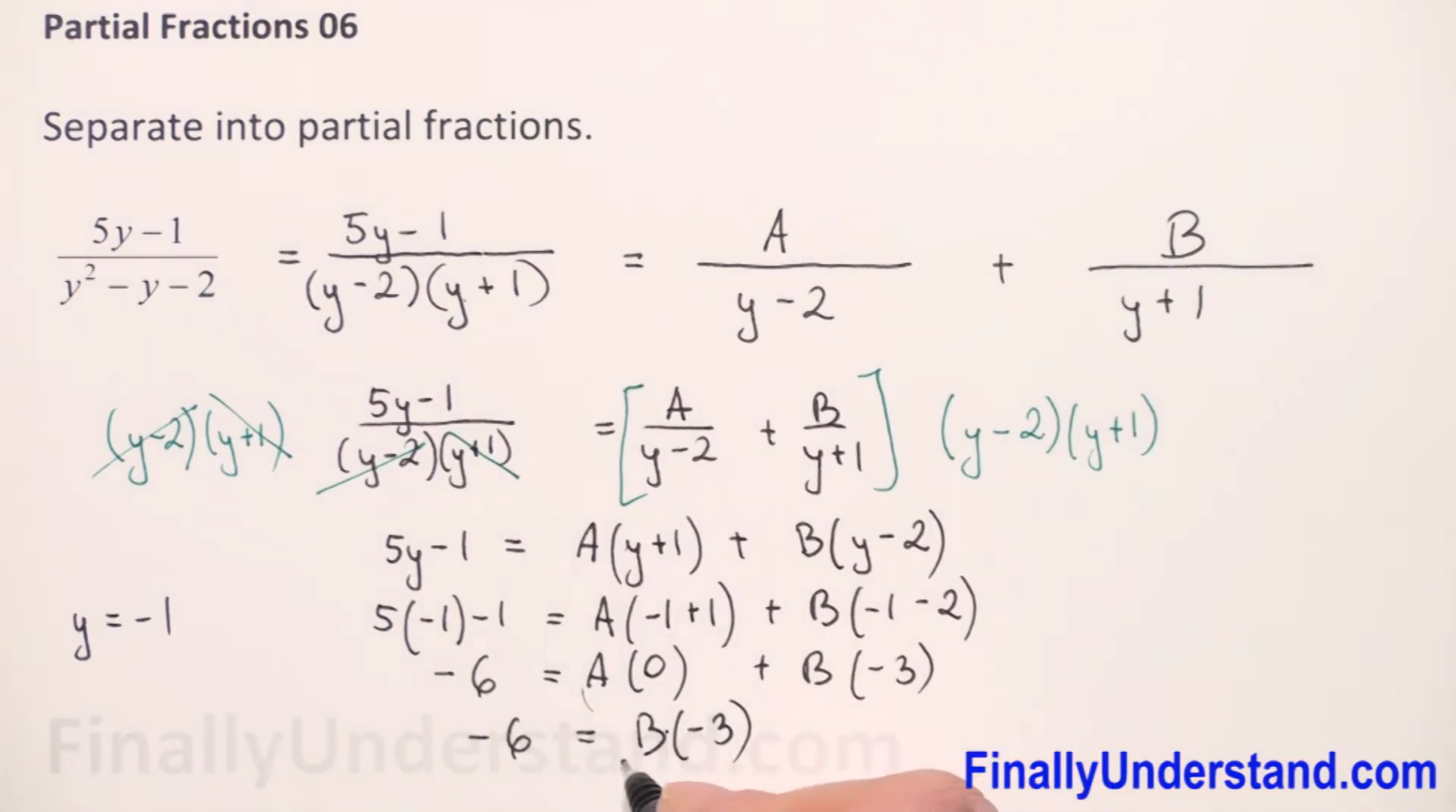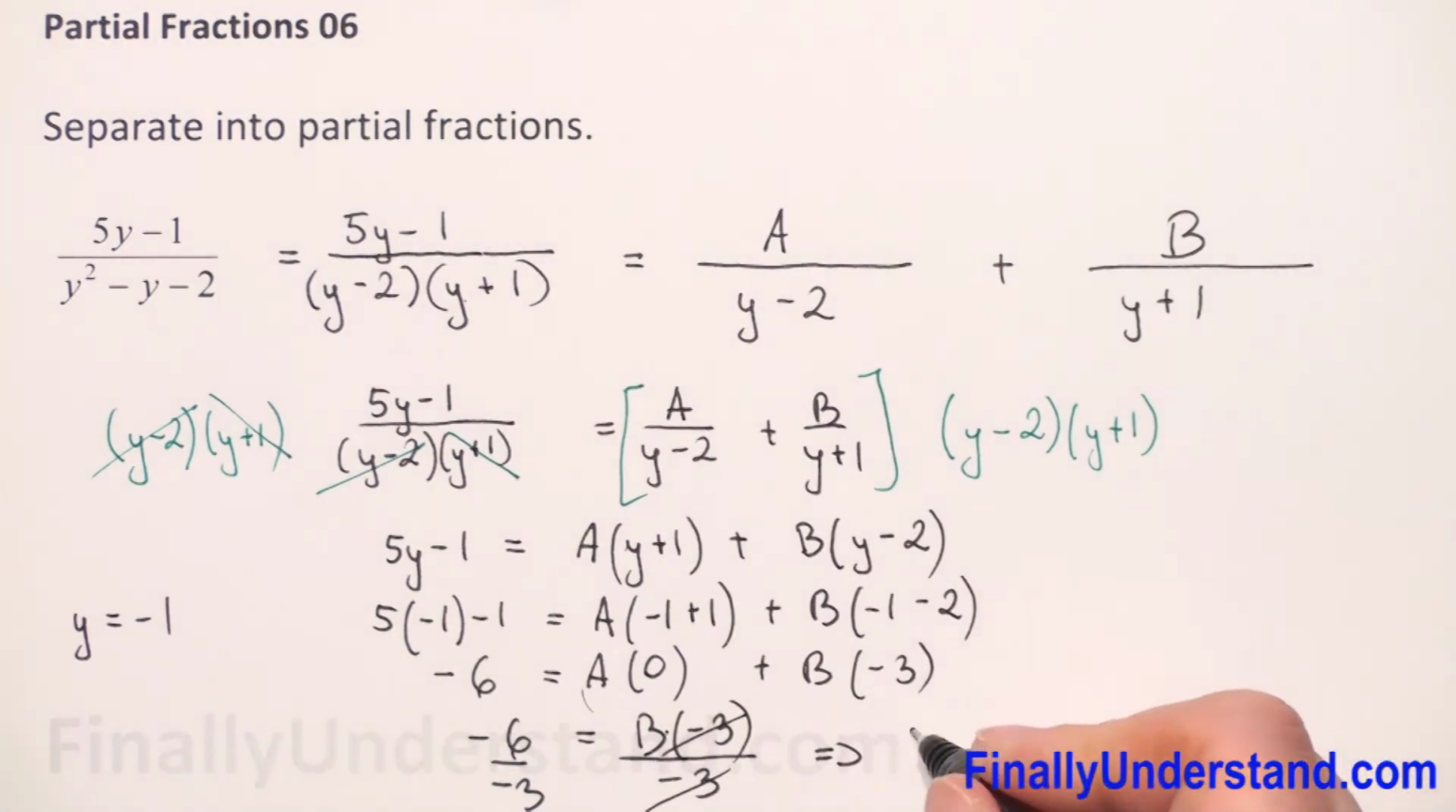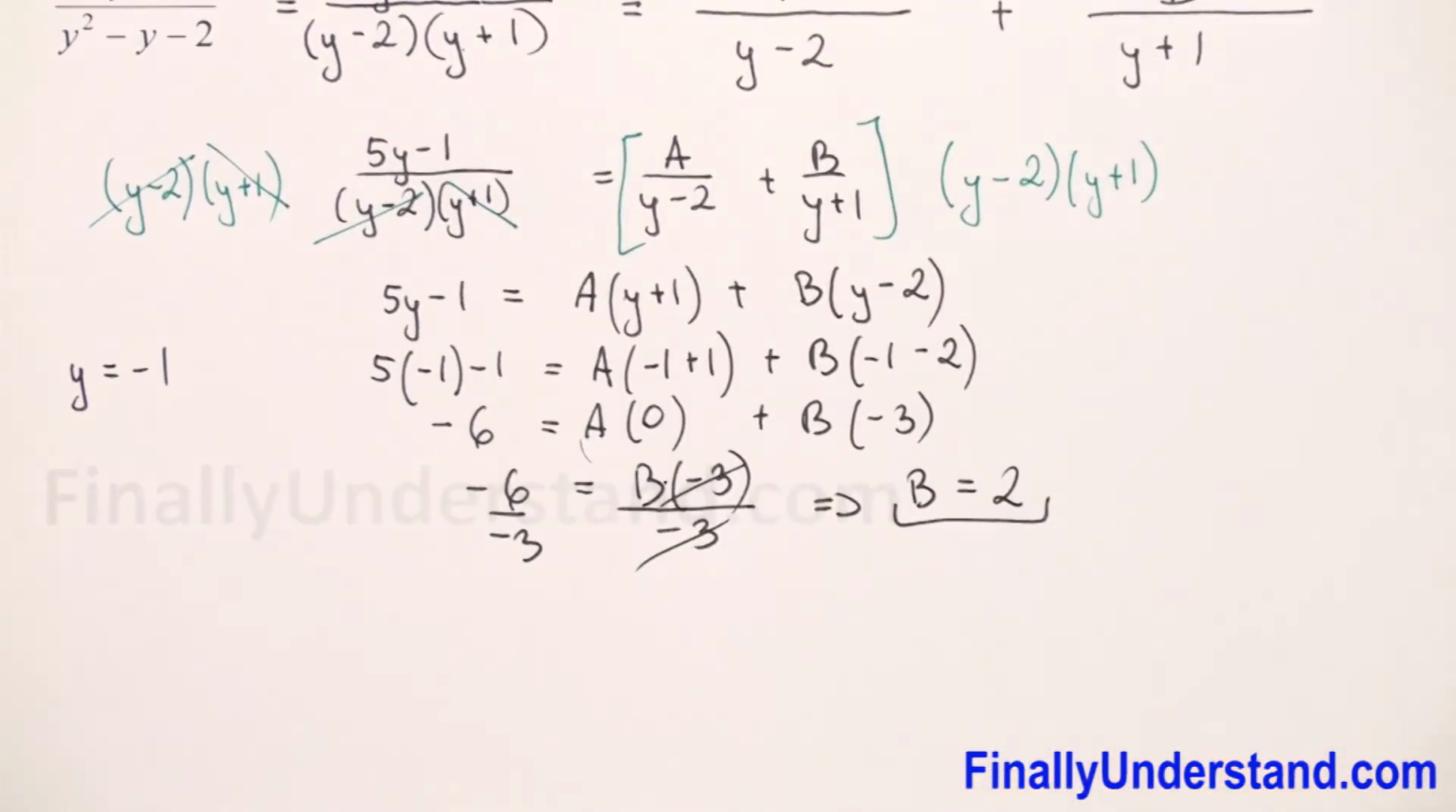We have multiplication, so to find b, I will divide both sides by negative 3. So we will have negative 3 and negative 3, we can reduce. So we have that b is equal, negative divided by negative give me positive. 6 divided by 3 is 2. We found b. Now we have to find a.